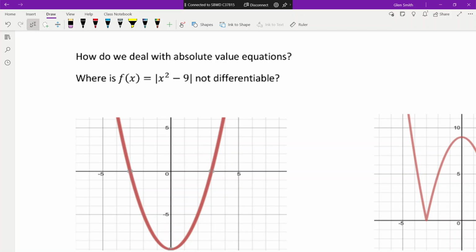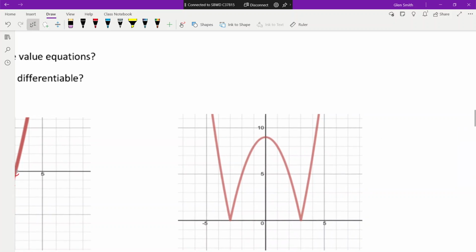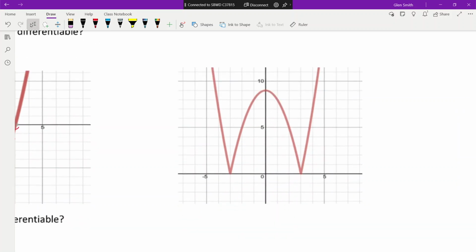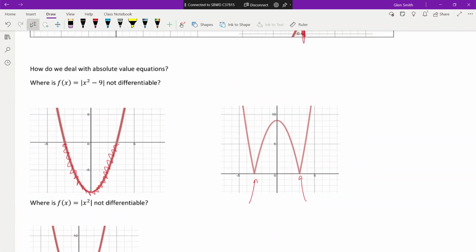When you take the absolute value of it, all it does is take the part that's below the x-axis, the negative y values, and flip them up to become positive. It looks like that. You see that? So that's not differentiable at these points, which is negative 3 and 3. So you would say, this is not differentiable at negative 3 and 3 because there are corners. Make sense?